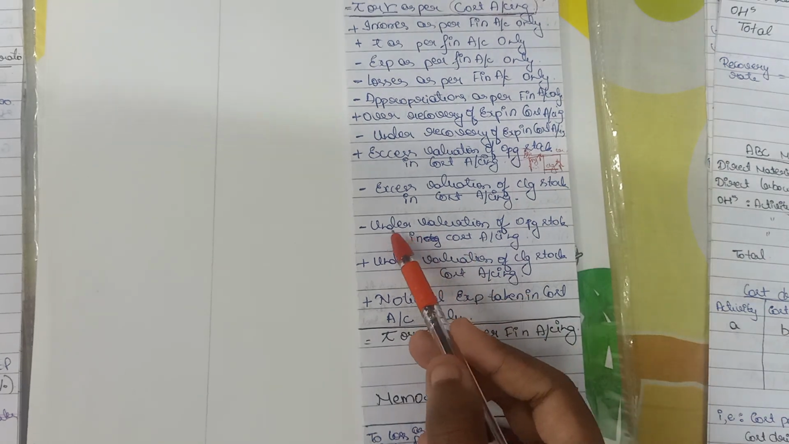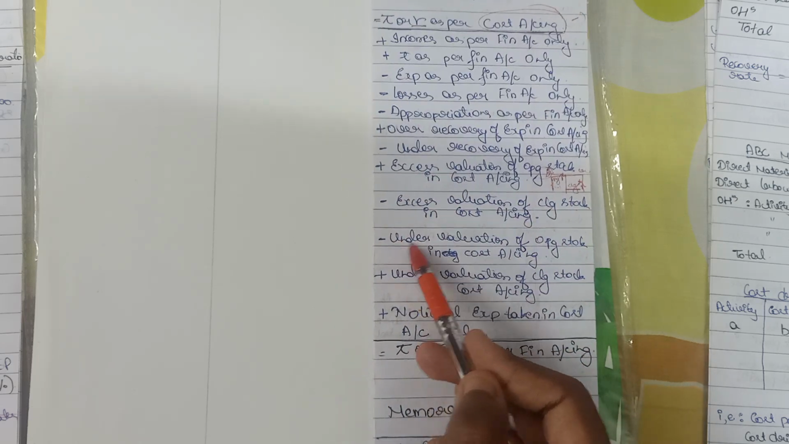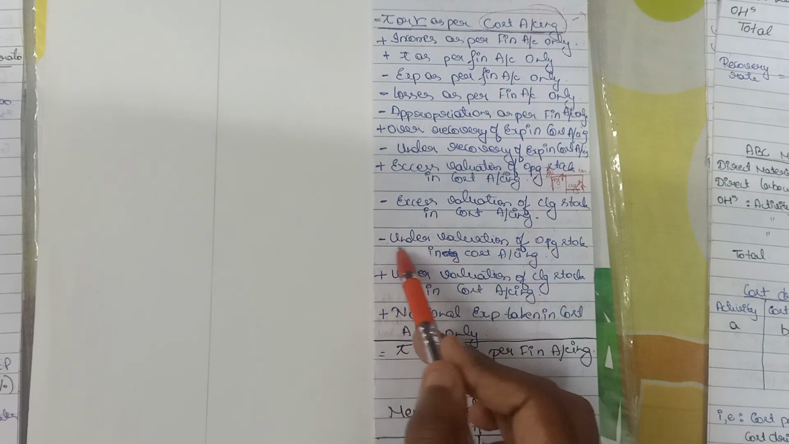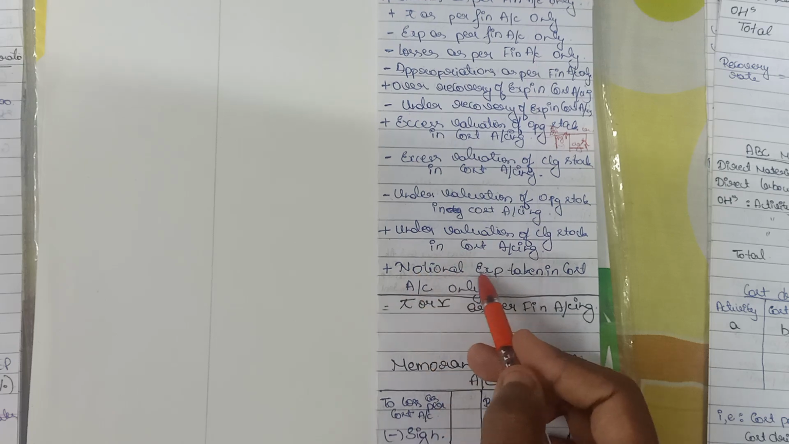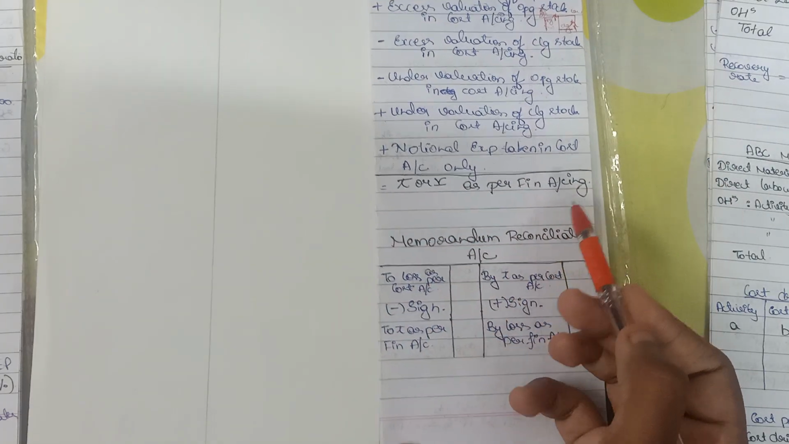and the reverse effect takes place in case of excess valuation. We saw there, in case of the undervaluation of opening stock we will be subtracting it, undervaluation of closing stock we will be adding it, plus notional expenses taken in cost accounts. Later we'll be getting profit or loss as per financial accounting.